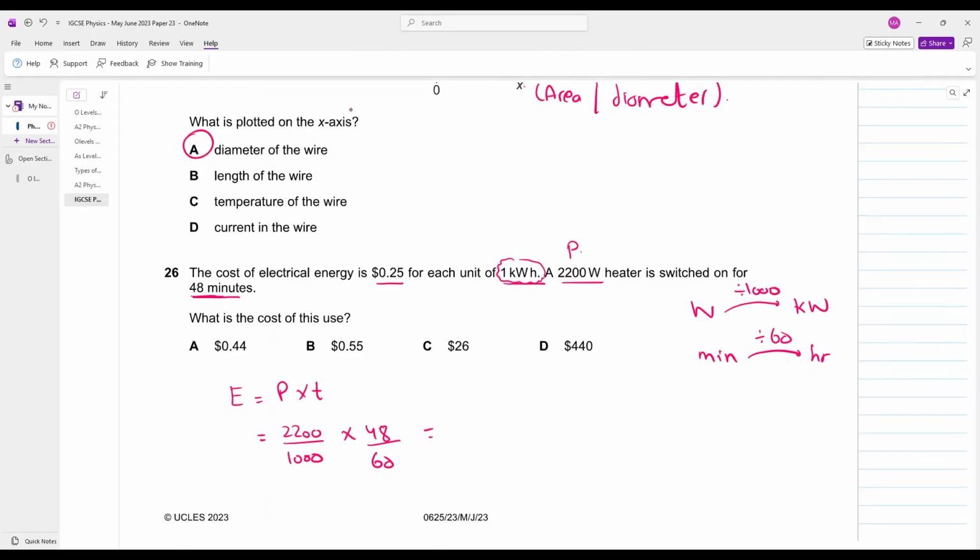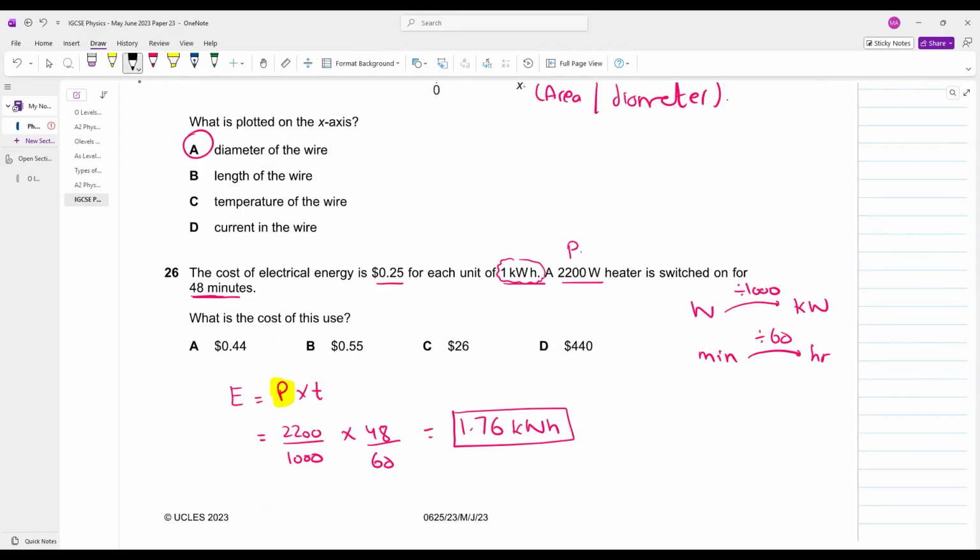Energy आपकी क्या आ गई बेटा? The energy comes out to be 1.76 kilowatt hours. Simple. Whenever you have to calculate the energy in terms of kilowatt hours, you make sure कि आपकी power kilowatts में हो और आपका time hours में हो. Then only your energy can come out to be in kilowatt hours.